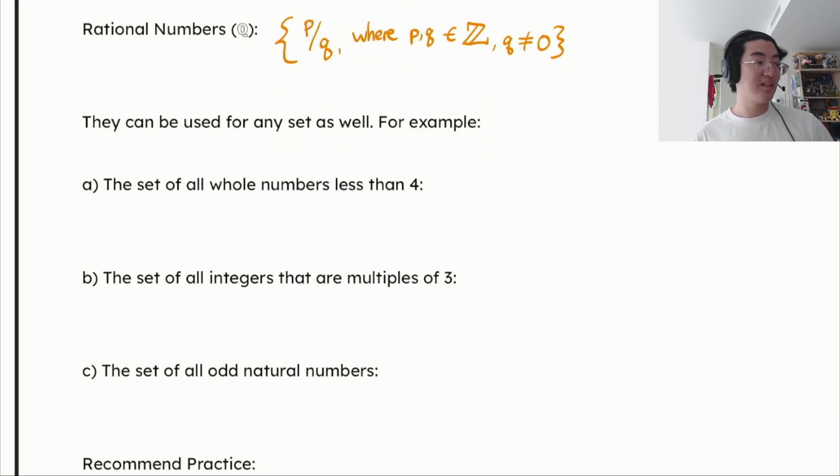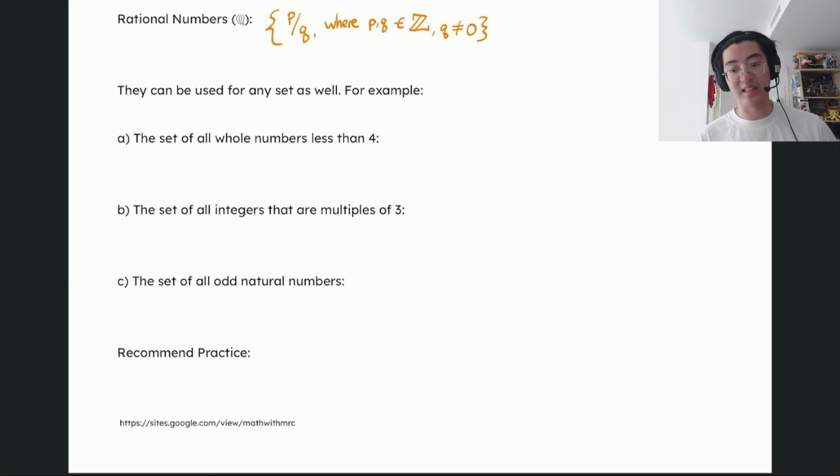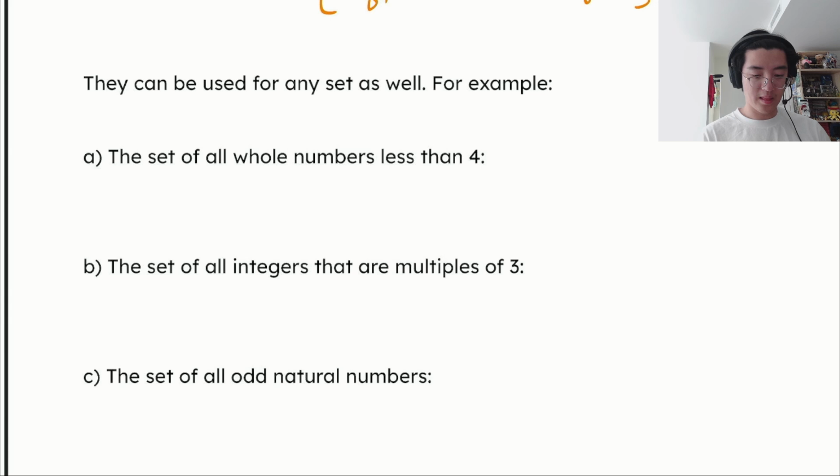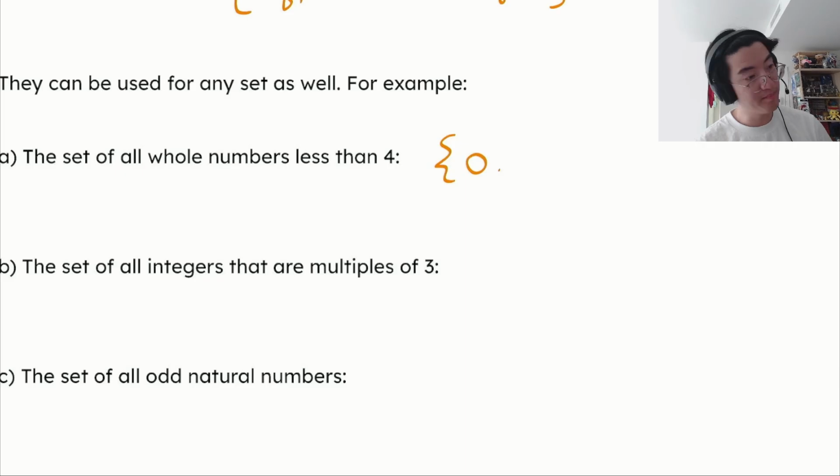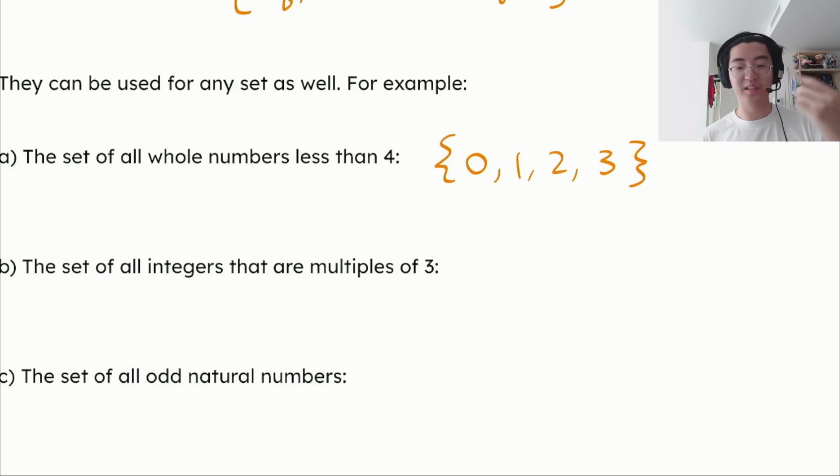Okay? So now let's do some practice with the sets. Right, so let's see. All whole numbers less than 4. Okay, we know the whole numbers start at 0, right? And then we just go up by 1. But we can just stop there because it's all the whole numbers less than 4. So it's only 4 of them, right? 0, 1, 2, 3.